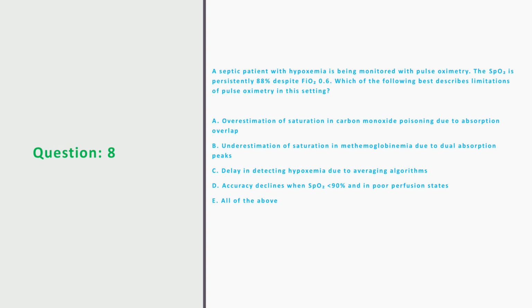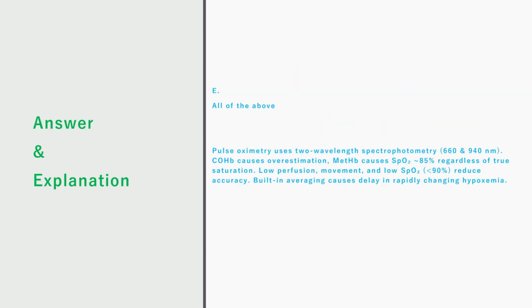A. Overestimation of saturation in carbon monoxide poisoning due to absorption overlap. B. Underestimation of saturation in methemoglobinemia due to dual absorption peaks. C. Delay in detecting hypoxemia due to averaging algorithms. D. Accuracy declines when SpO2 less than 90% and in poor perfusion states. E. All of the above. Correct answer is E.